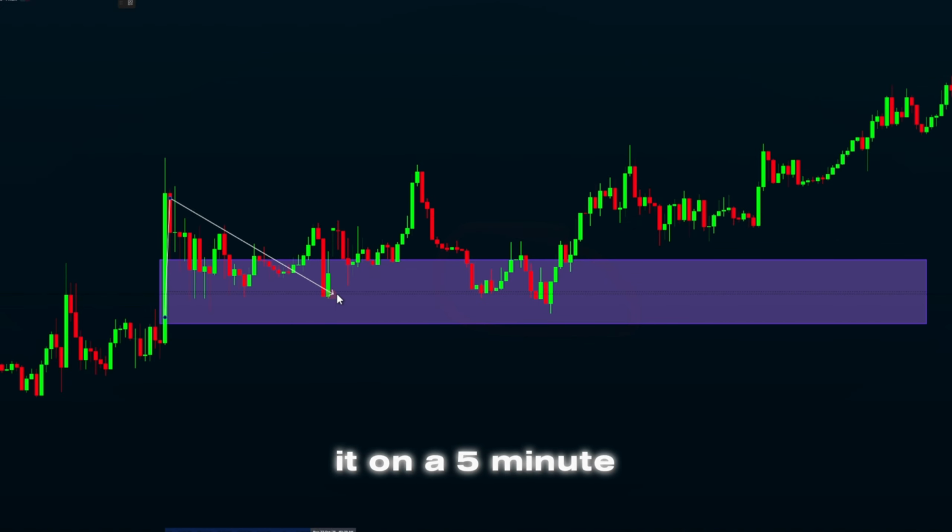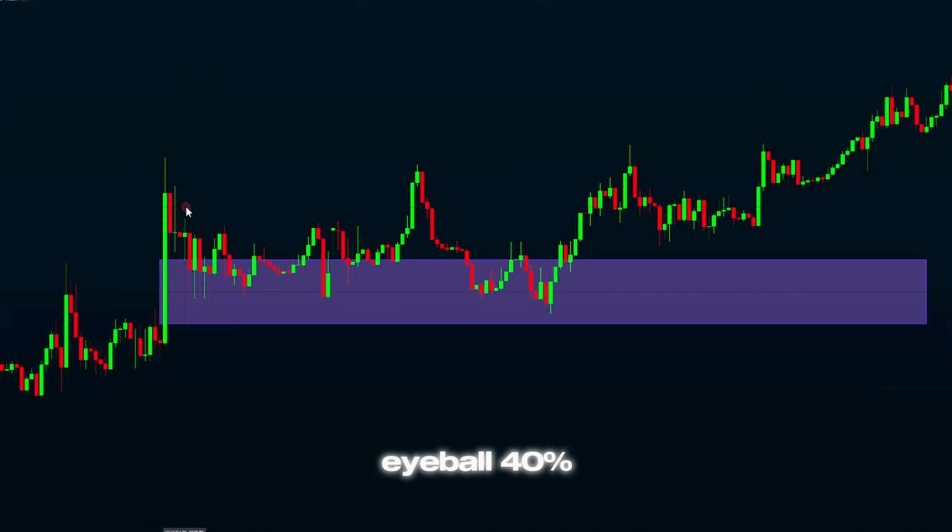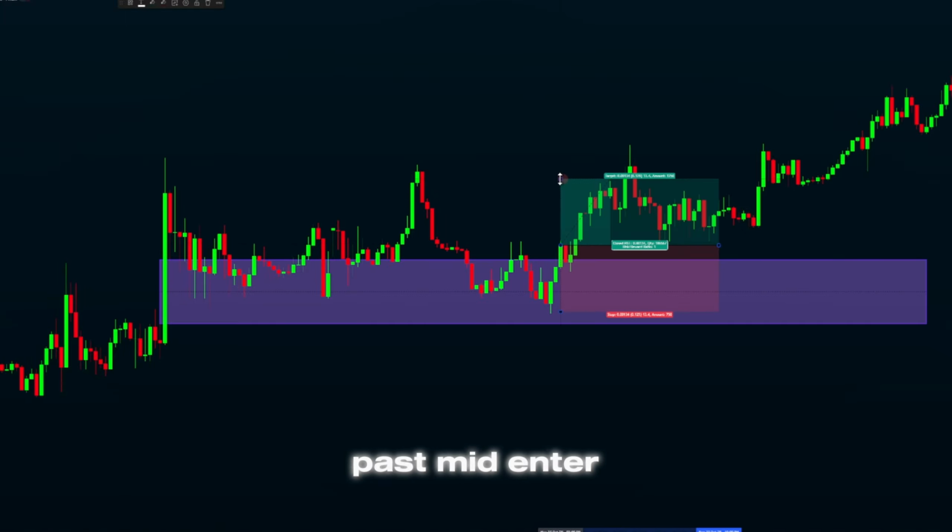Spot it on a 5-minute Nifty uptrend. Step 1. Identify the gap after a sharp up candle: high of candle 1 below low of candle 3. Step 2. Price pulls back to mid-gap, eyeball 40% fill. Step 3. Confirm. The mitigation candle closes above mid-gap with body greater than gap width divided by 2, no lower wick past mid. Enter long above the mitigation high on the next close.